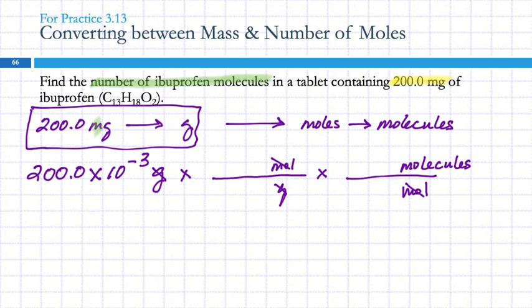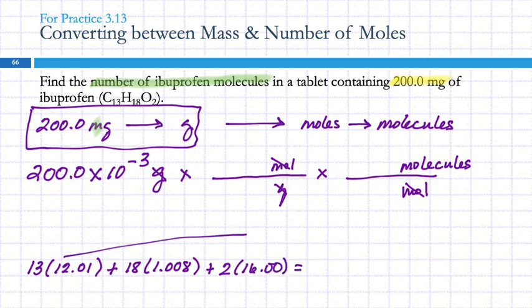All the units are in first. Now we need the relationship between grams and moles. They didn't give that to us, but they told us what the formula was, so we can calculate that. So let's show our work down here in case we screw up and need to fix it later. 13 carbon atoms. A mole of carbon is 12.01 grams. 18 hydrogen atoms. A mole of hydrogen atoms is 1.008 grams. 2 oxygens, 16 grams.